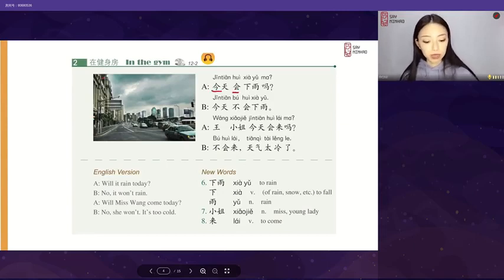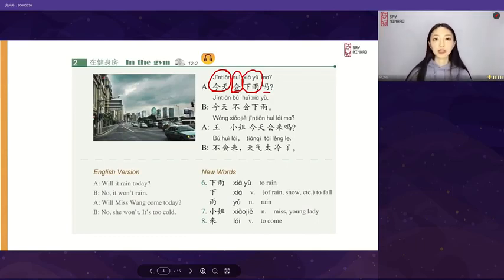Okay, let's see. 今天会下雨吗? Let's see. 今天, it means today. And 会, actually, it indicates the possibility of something happens. And the possibility of what? 下雨, raining. Okay, so this sentence is actually talking about, will it rain today? And B said, 今天不会, no. Today, there won't be any rain.